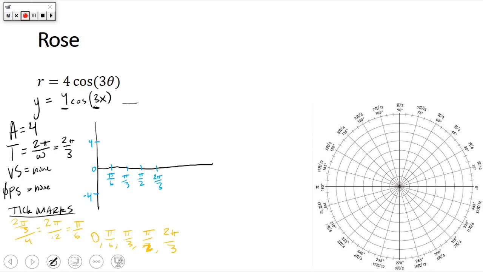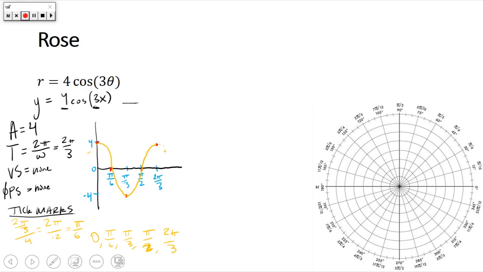And we have positive cosine, so positive cosine starts up high and goes down to the midline. So it goes from the top down to the midline, and then the next tick mark is down at the bottom, then back at the midline, then up top. And so this graph will look something like this. And it would keep going, and that it would keep going is going to be pretty crucial for this, and you'll see that in a minute.